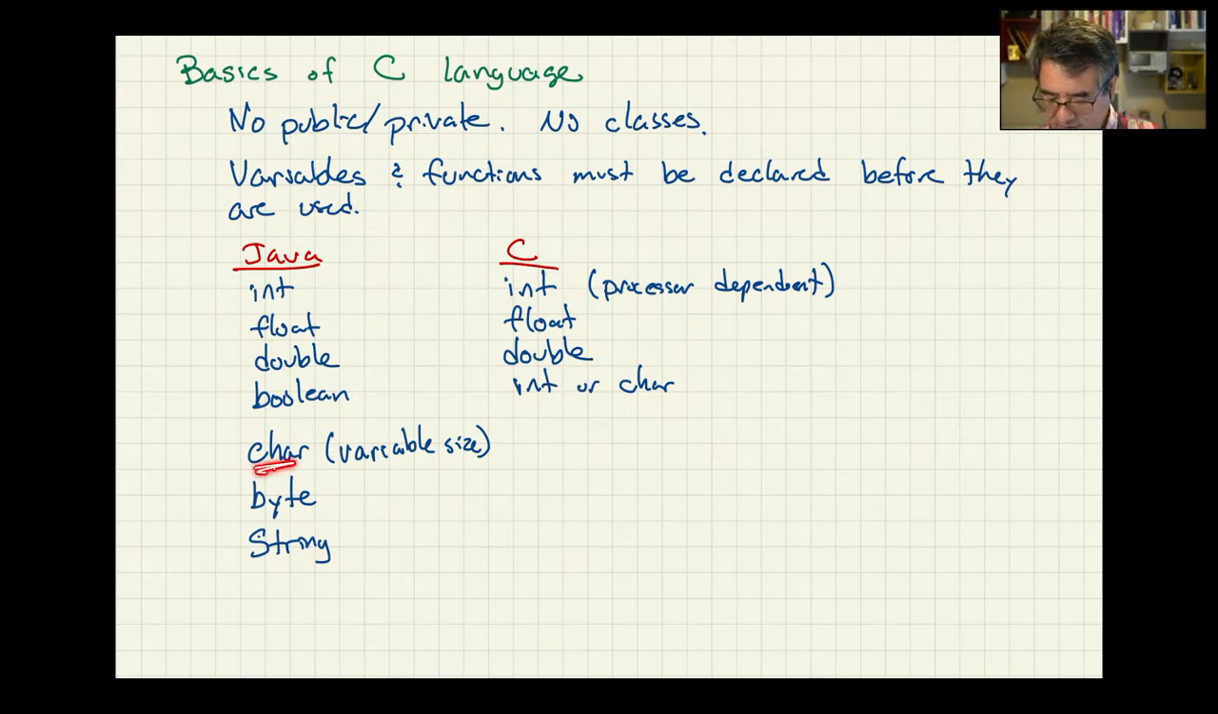In Java, the character data type is a variable size. It can be anywhere from 1 byte up to 4, 5, or 6 bytes, depending upon what character you're encoding. What's the equivalent in C? C doesn't have an equivalent. Steve is correct. No equivalent.